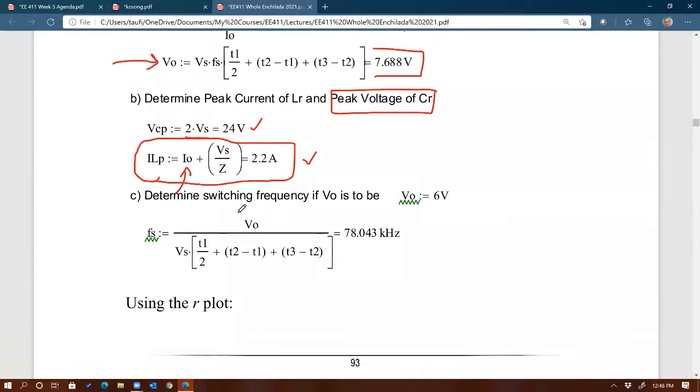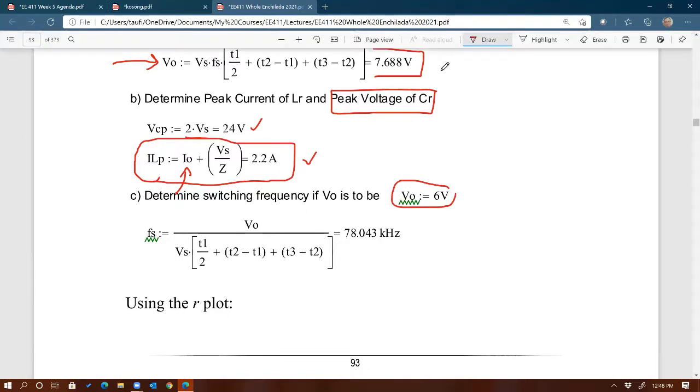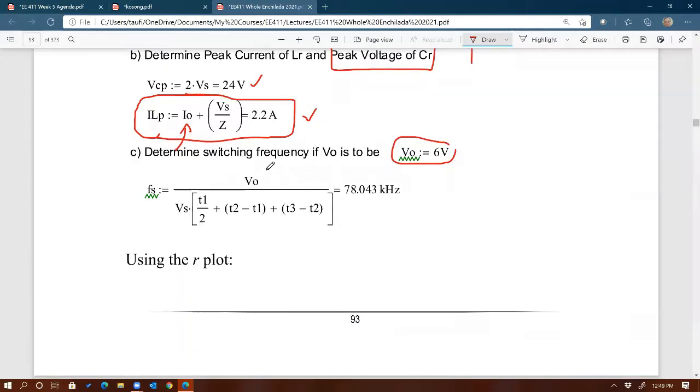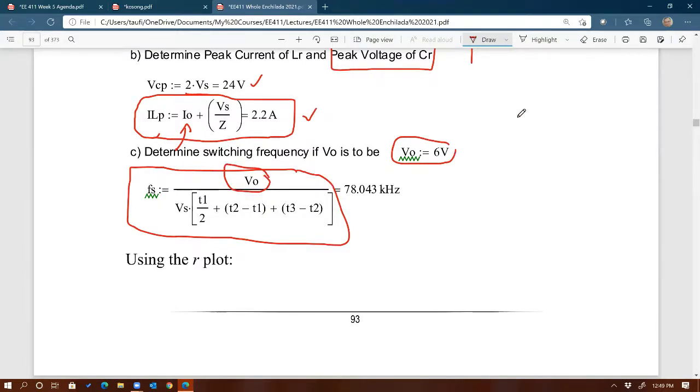All right. Now determine the switching frequency if V out is to be 6 volts. So rather than 7.68, let's say I want to change that output voltage to 6 volts. Well, I could do that by changing the frequency. So what I did here is that from the average output voltage equation, I just solved for F instead of solving for V, because the output voltage is given here. And so by doing so, I get the switching frequency that is required to get V out for the same I out. So I get 78 kilohertz roughly, or by using this equation it is 78.043 kilohertz to get 6 volts. So that's from the exact equation.